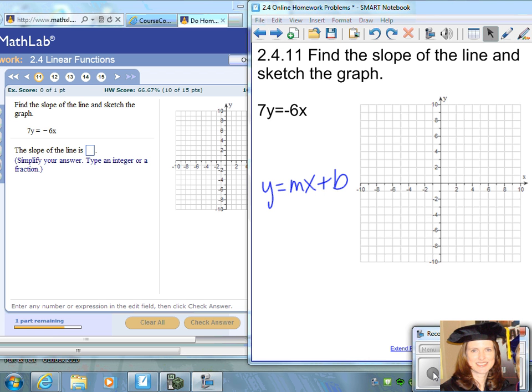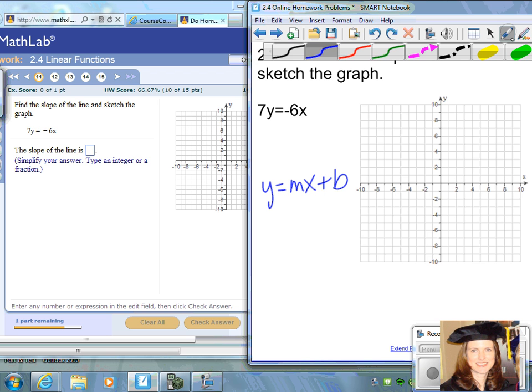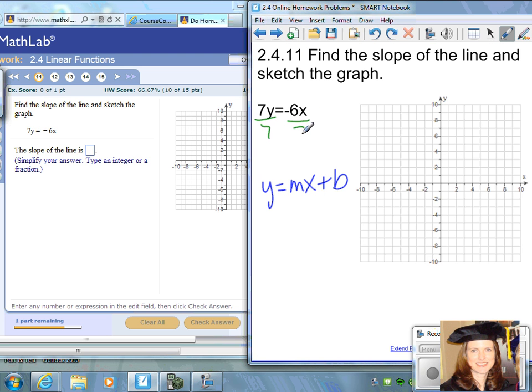To get y by itself, we're going to divide both sides by 7. Divide by 7 on both sides and we get y equals, we're going to write this as a fraction, negative 6 over 7x. Because we can write it in this form, we can recognize that the slope of this line is negative 6 over 7. And the y-intercept b is 0.